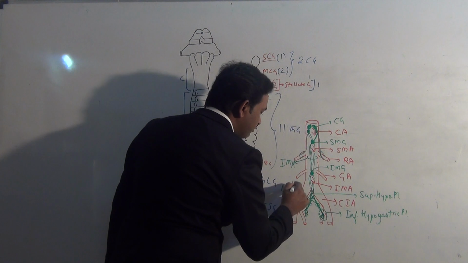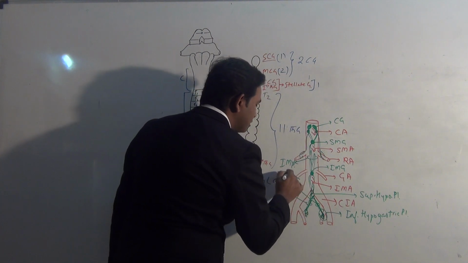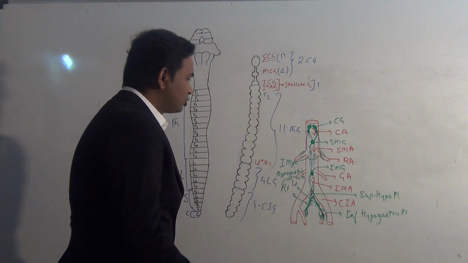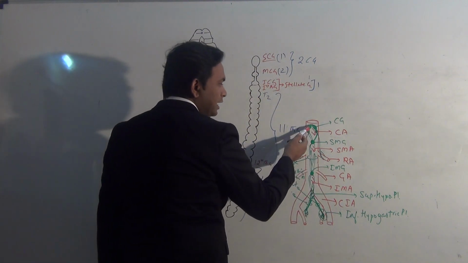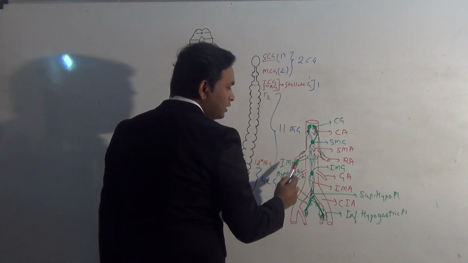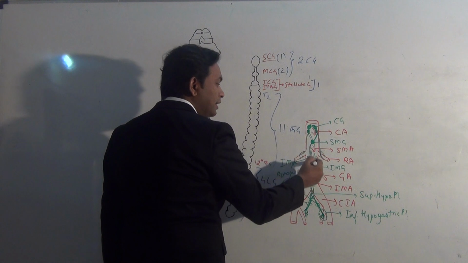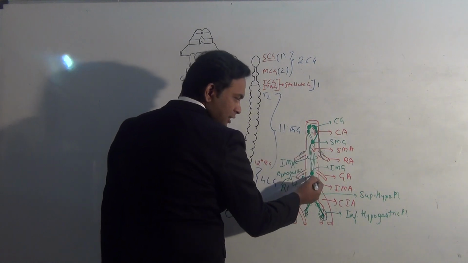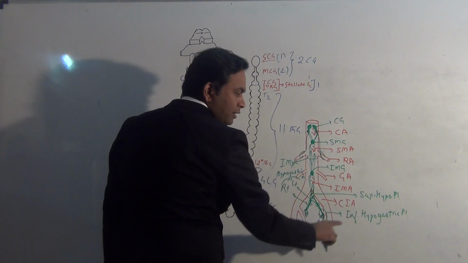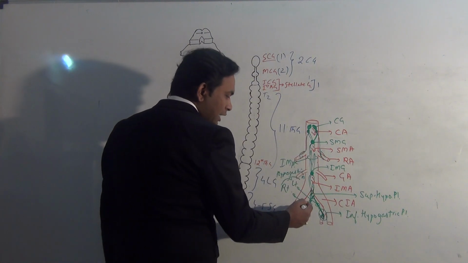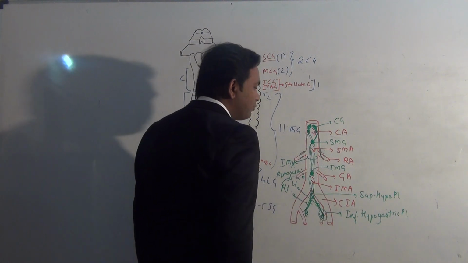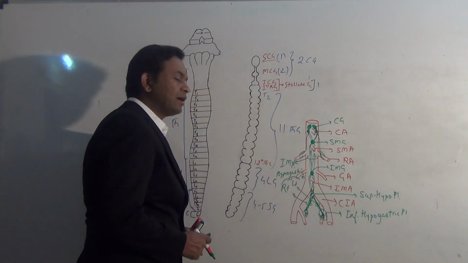This is the left hypogastric nerve. So this is the celiac ganglia, this is the superior mesenteric ganglia, this is the inferior mesenteric ganglia, this is the intermesenteric plexus, this is the superior hypogastric plexus, these are the inferior hypogastric plexus. And the nerve which is connecting the superior and inferior hypogastric plexus is termed as the hypogastric nerve.